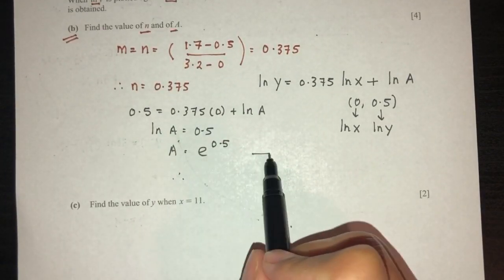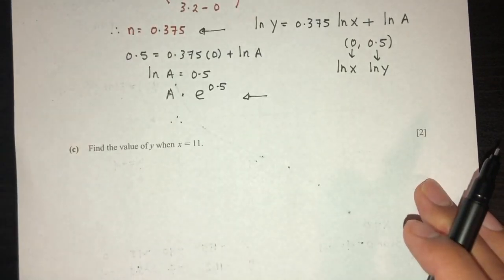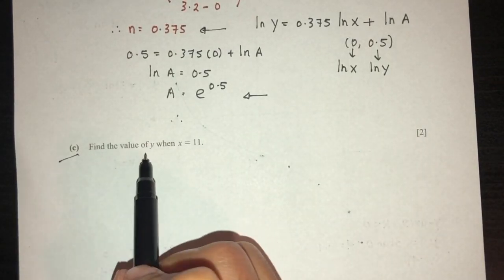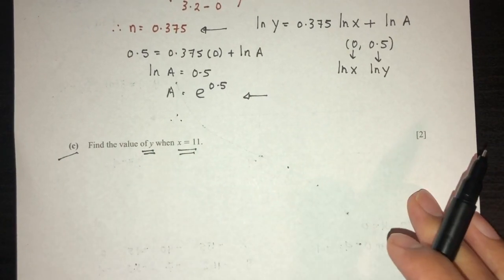So this is your value of a, and this is your value of n. That is for part B. Now for part C, find the value of y when x equals this. So now we have your equation. You can easily find the value of y.